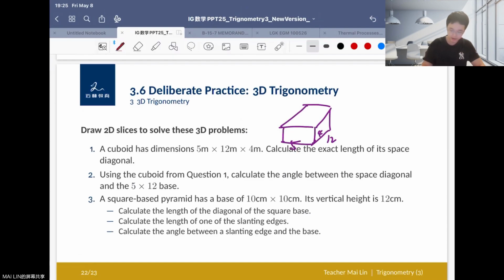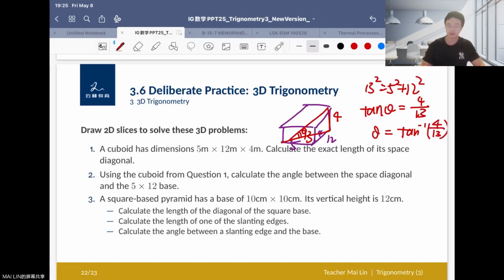And for the exact length of the space diagonal, you can draw the red triangle, okay? Here the height is 4, and the side here is 13, because 13 squared equals 5 squared plus 12 squared. You can just use the Pythagoras theorem, okay? So we can set tan theta, here is angle theta, as 4 over 13. So angle theta can be written as tan negative 1 of 4 over 13, okay? That is for the first problem.